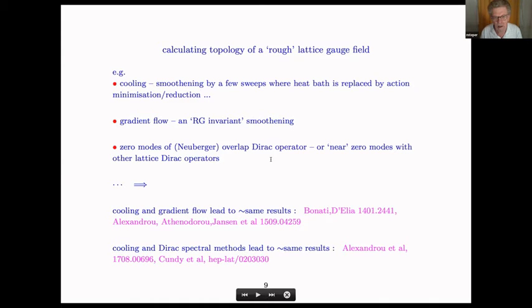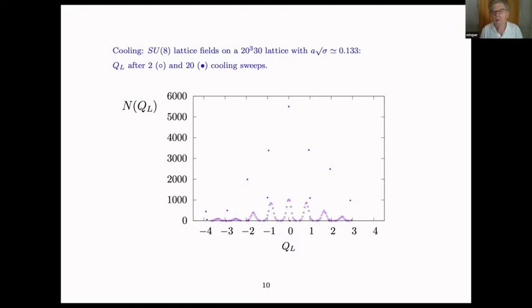But I'm sticking to pure gauge theories, and although one could use these, and they have been used in the past, that's an expensive method which I won't use. So we do know from various work that cooling and gradient flow lead to the same results. There are a number of papers on that. And also that cooling and the Dirac spectral methods lead to essentially the same results. So here I will use cooling, and here's an example of what happens with cooling.